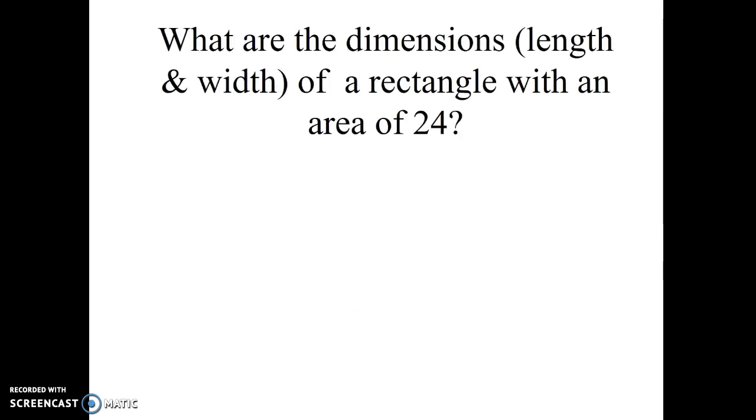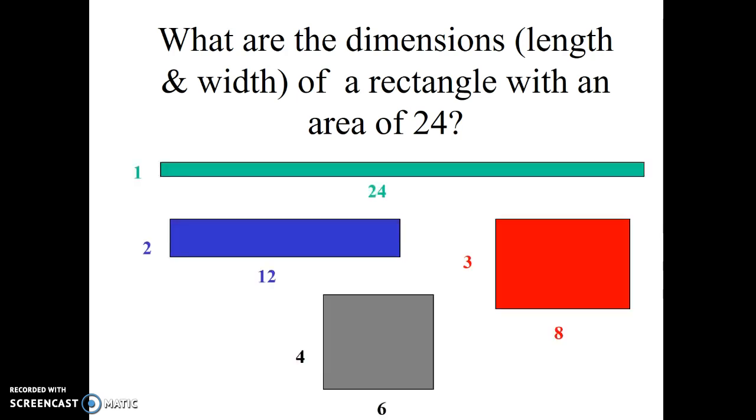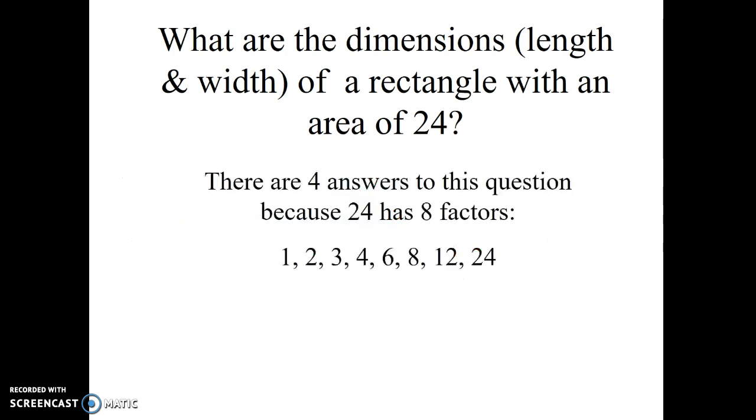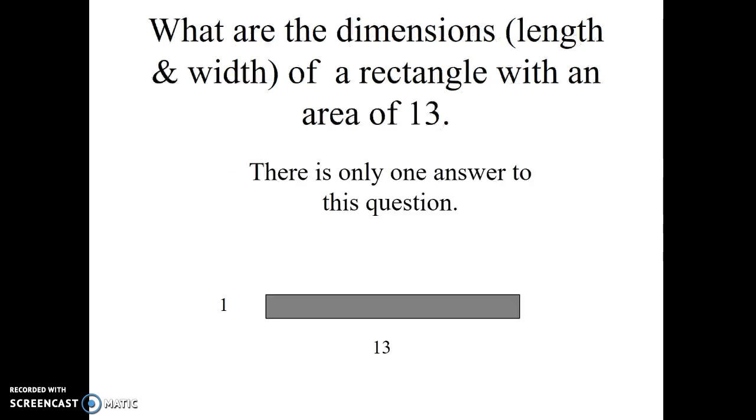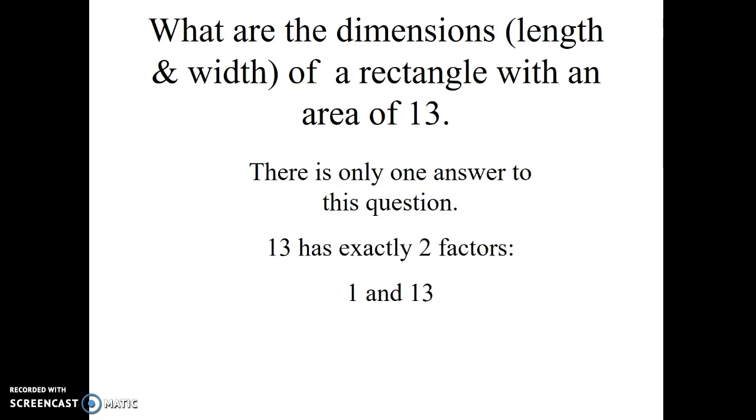We looked at the dimensions of a rectangle with an area of 24, and we came up with 4 different rectangles. And we said, therefore, these dimensions ended up being factors of 24. And so in this case, we have 8 factors of 24: 1, 2, 3, 4, 6, 8, 12, and 24. Then we looked at a rectangle with an area of 13, and we could only make one with different dimensions, which were side lengths of 1 and 13. And so we determined 13 must be prime because it has exactly 2 factors, 1 and 13.